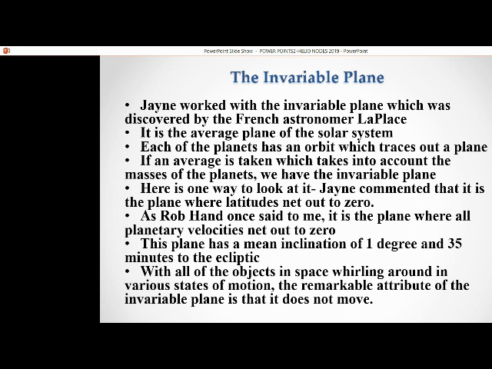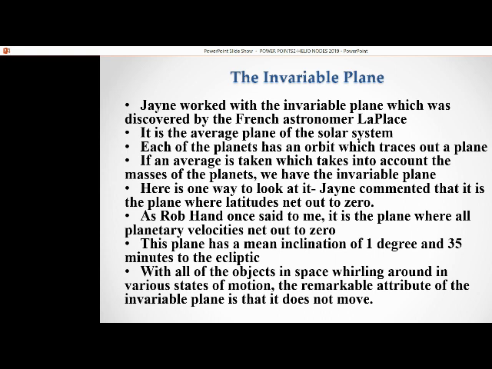Now, if you go to the next slide, the invariable plane. Jane worked with the invariable plane, which was discovered by the French astronomer Laplace. It is the average plane of the solar system. Each of the planets has an orbit which traces out a plane. If an average is taken which takes into account the masses of the planets, we have the invariable plane. Here is one way to look at it. Jade commented that it is the plane where latitudes net out to zero. Rob Hand once said to me, it is the plane where all planetary velocities net out to zero. The plane has a mean inclination of 1 degree and 35 minutes to the solar ecliptic.